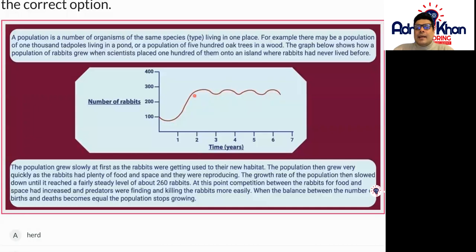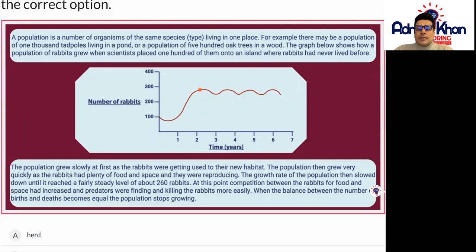And we can see here that the balance between birth and death rate is equal and the population has stopped growing. And the reason why the population has stopped growing is because there are too many rabbits and there's competition for food and space between the rabbits, but at the same time, the predators have realized that they can actually kill the rabbits more easily for food because there's so many of them.